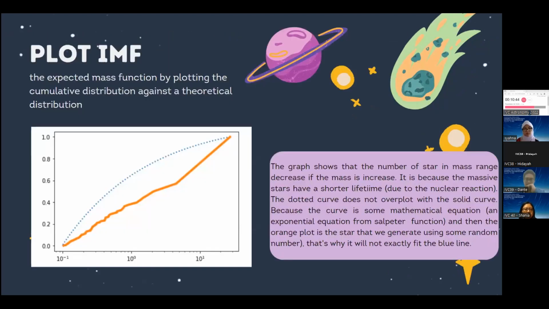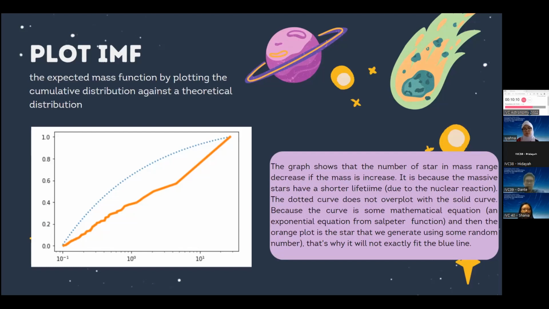Now this is the IMF plot. As you can see on the plot, there are two curves. The first curve is the dotted curve, and the other one is the orange one. So what does the graph show? It shows that the number of stars in a mass range decreases if the mass is increased. Why is that? It is because the massive stars have a shorter lifetime due to the nuclear reaction. So we will observe more low mass stars than massive ones.